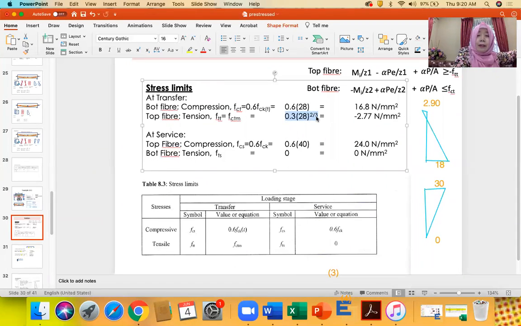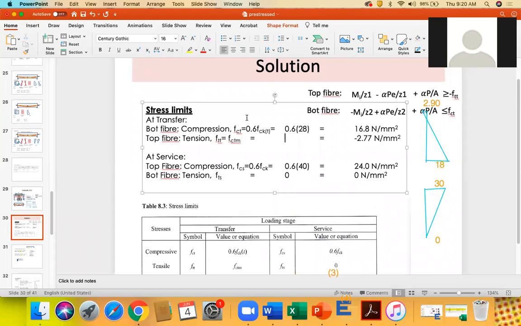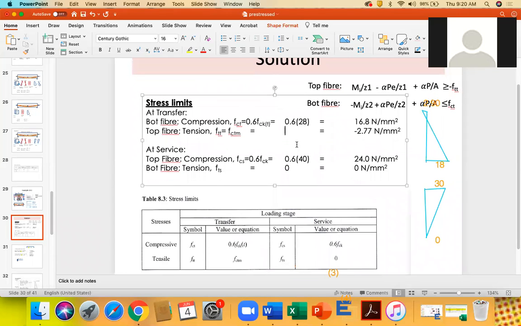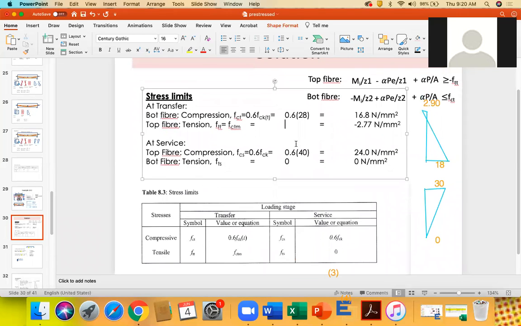So both are possible? Only one. So in that case we directly obtain the value from the table, according to the concrete grade. Yes. Okay. Thank you, Prof. Thank you very much. So what is the value actually? FCTM. For the concrete grade, I remember this question is 40, so FCTM will be 3.5.